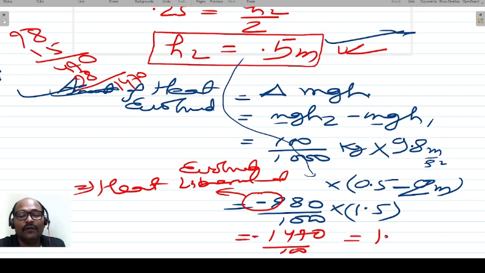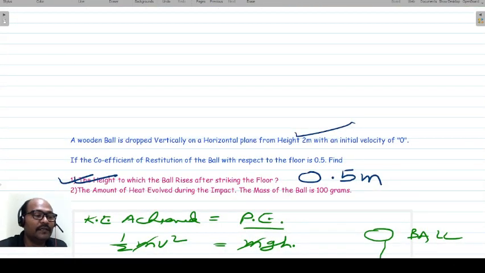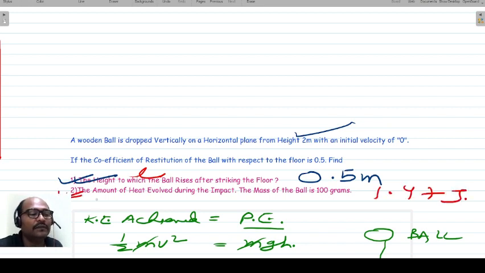So 1470 divided by 1000 will come as 1.47 joule. So this is the energy which is liberated. The energy liberated is 1.47 joule. So we have solved the second part also, and 1.47 joule is the amount of heat evolved.